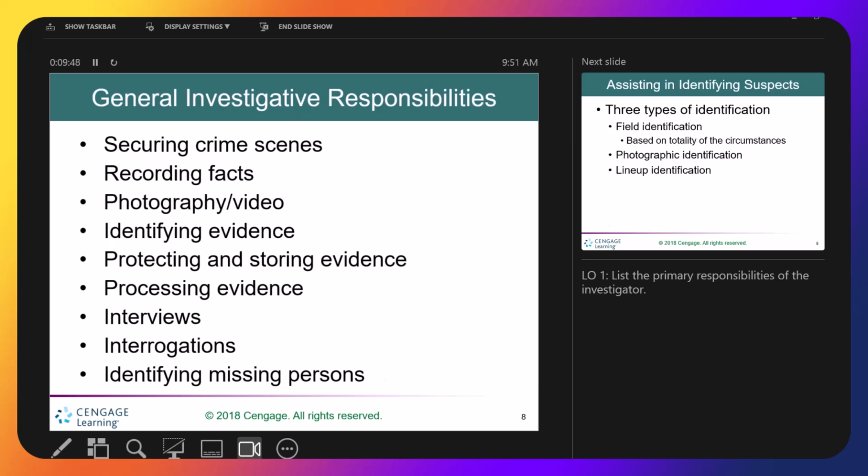General investigative responsibilities. Securing crime scenes. Crime scenes have to be secured, from the public and from everybody else, because if you don't secure it, crime scenes can be compromised. For instance, if you don't tape off or you don't have officers keeping people back, they may come up and start walking around on evidence that you actually need to investigate the crime.